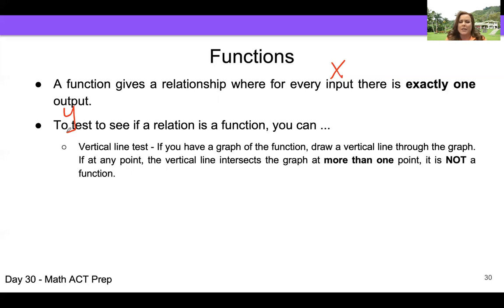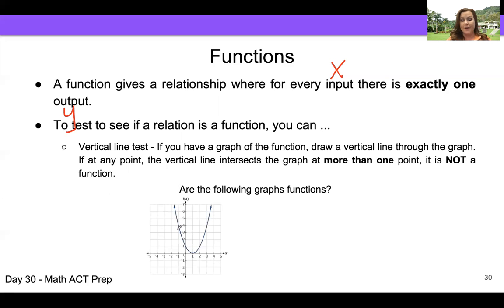Probably the biggest one, if you have a graph, is the vertical line test. If you can draw a vertical line anywhere on the graph and it touches the graph in more than one point, then it's not a function. If you can do a vertical line anywhere and it only touches in one point, then it's a function. Let's look at some examples here. If I draw vertical lines anywhere on this graph, is it going to intersect this graph in more than one point? The answer is no. This is a function.